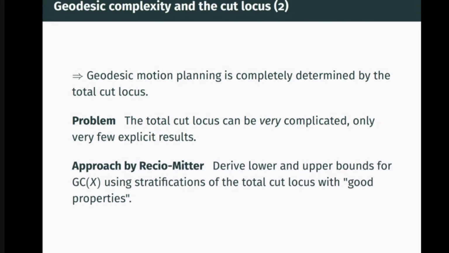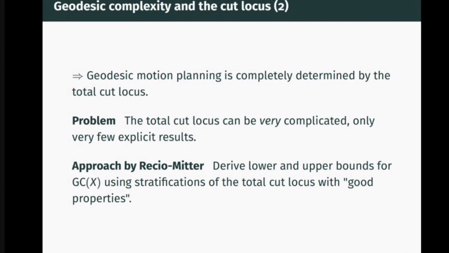And the approach that David took in his paper was that he derived lower and upper bounds for GC of X, where he used stratifications of the cut locus, of this total cut locus. There are some cases where you can stratify the cut loci in a nice sense. Sometimes you can stratify this into totally geodesic submanifolds, in some really few examples. But this is the idea: we decompose this total cut locus into some slices that we can handle.